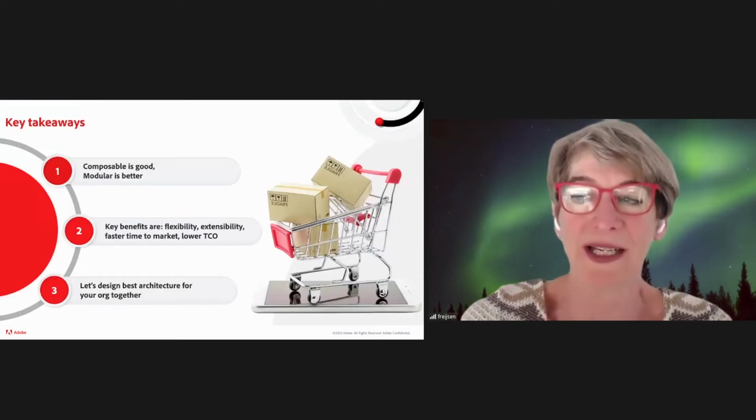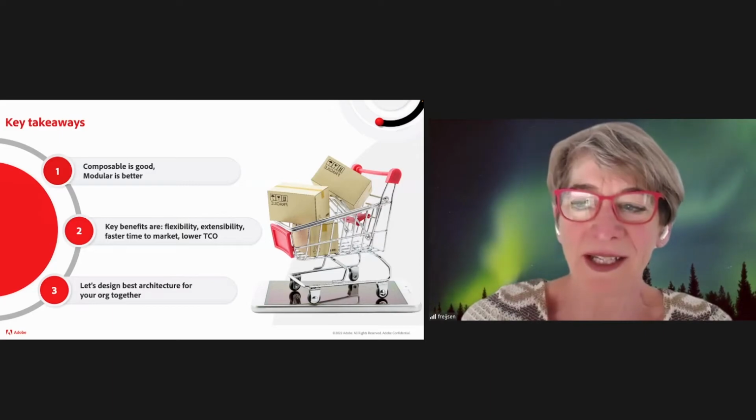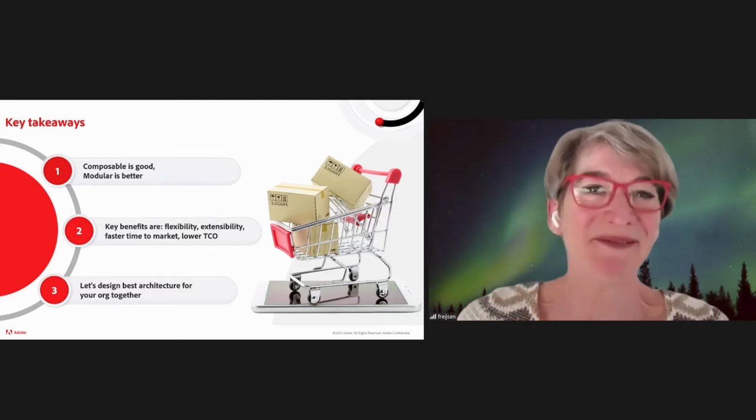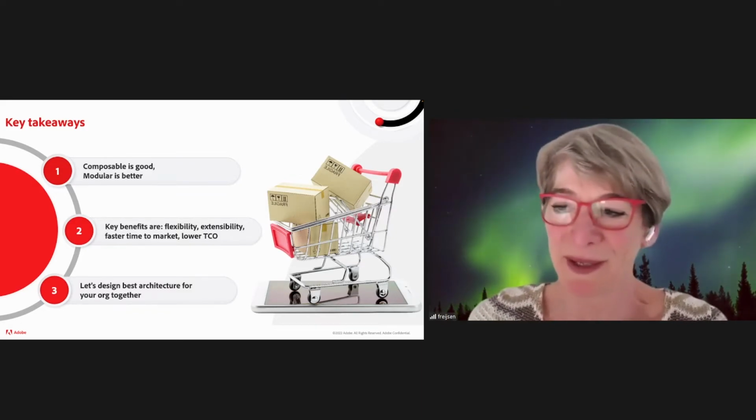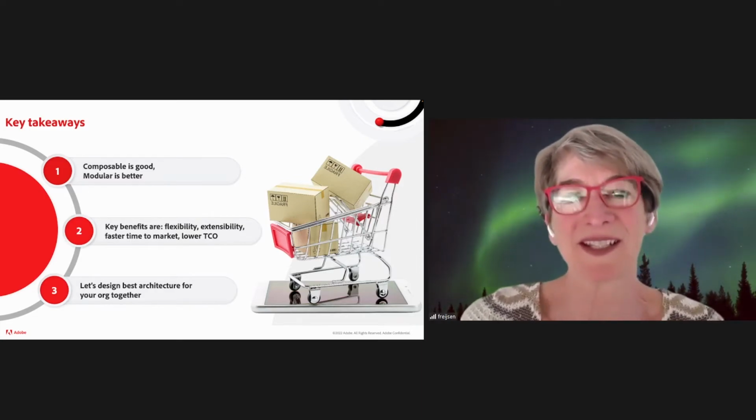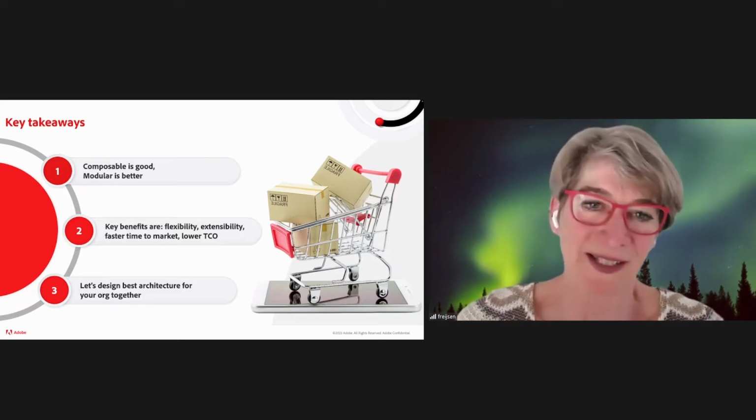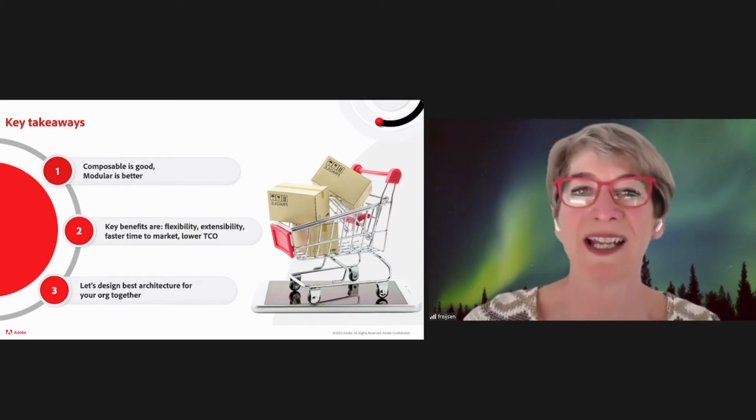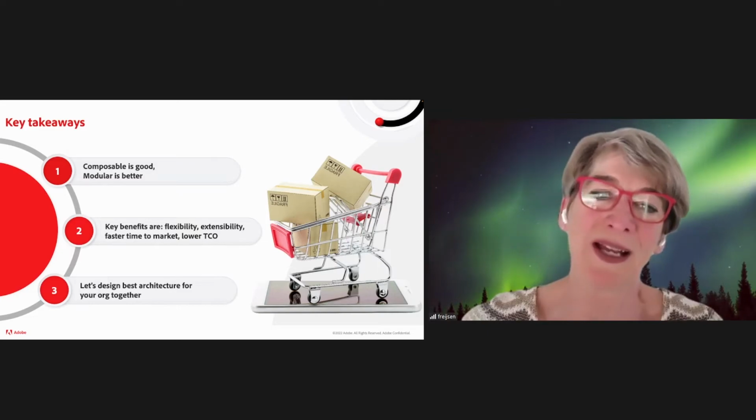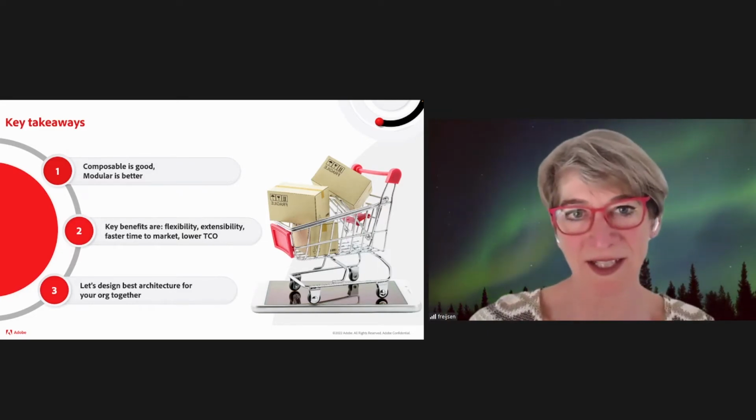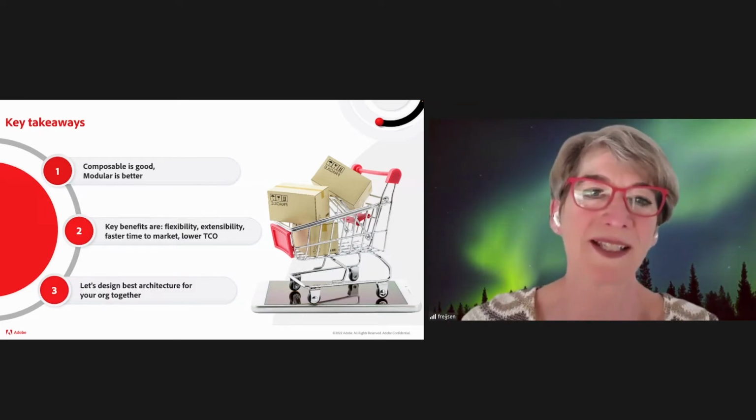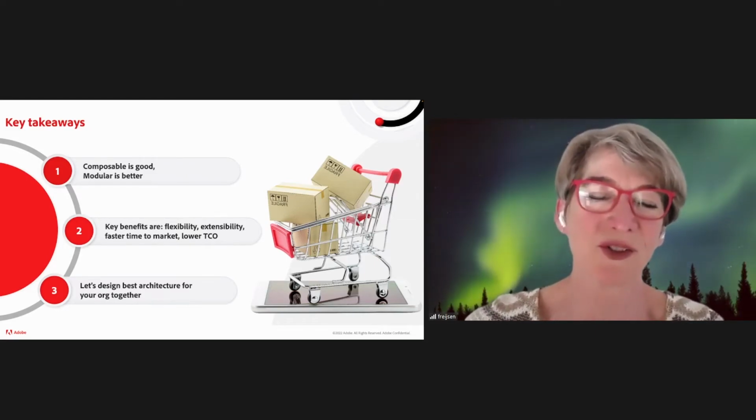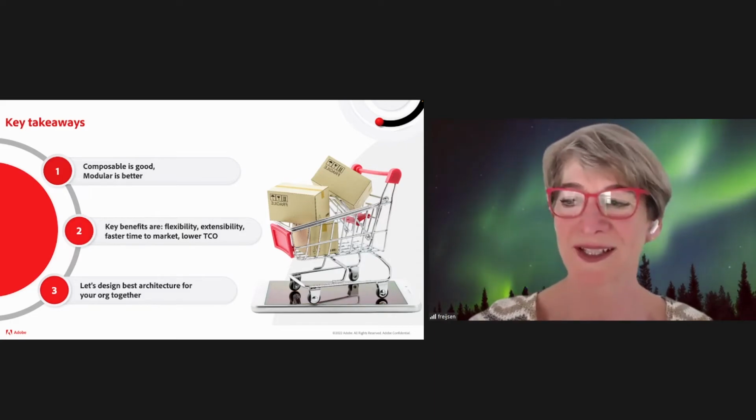So let me summarize with three key takeaways. Composable is good. Modular is actually a more accurate term, and we prefer to use that. Key benefits of modular commerce are flexibility, extensibility, as Ray said multiple times, faster time to market, and lower cost of ownership. So at the end of the day, we need to talk to our customers in order to advise them on what the best architecture is for their business, rather than blatantly just go after that composable commerce topic.